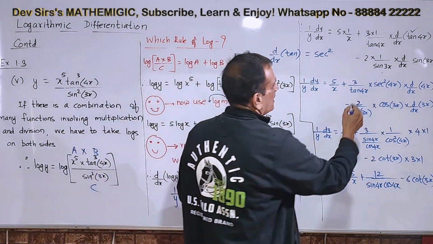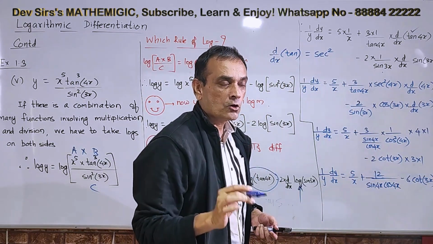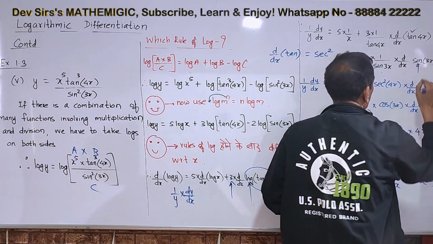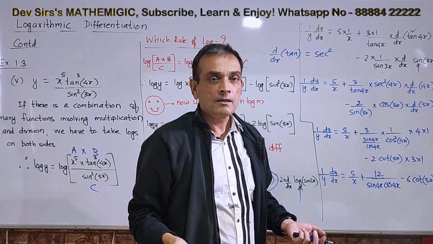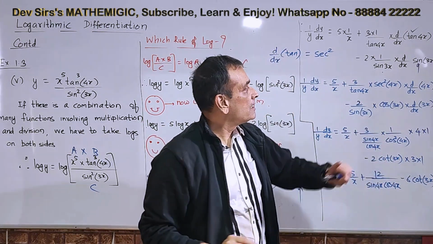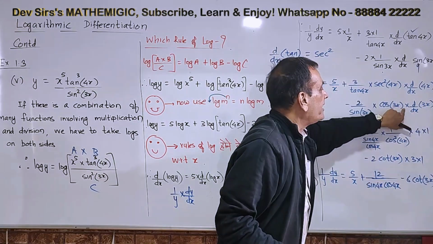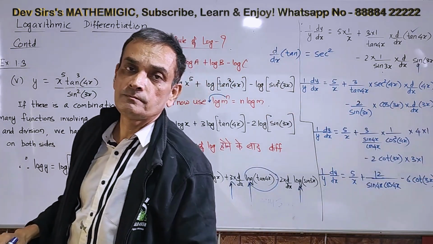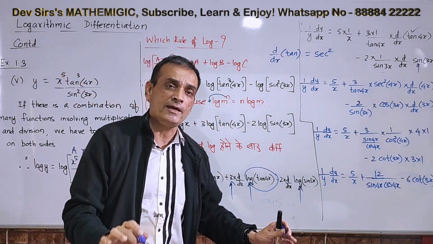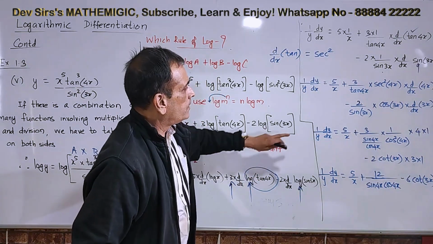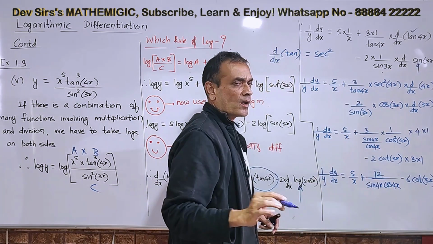Let us go ahead. 2 into 1 upon sin 3x is 2 upon sin 3x. Same way, try it. d by dx of sin, derivative of sin is cos, standard formula. So derivative of sin x is cos x. So derivative of sin 3x will be cos 3x. We took the derivative of sin, into d by dx of 3x also. This is called chain rule, composite function. I will keep repeating this again and again. 1 upon y dy by dx, 5 upon x. Let us simplify now.